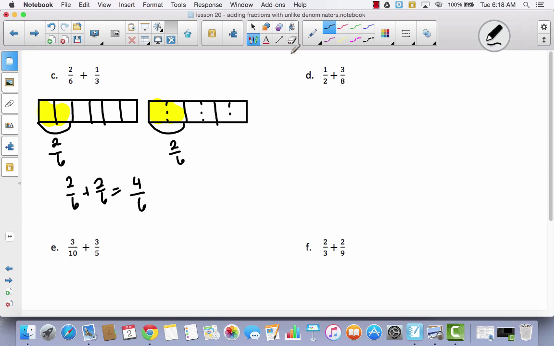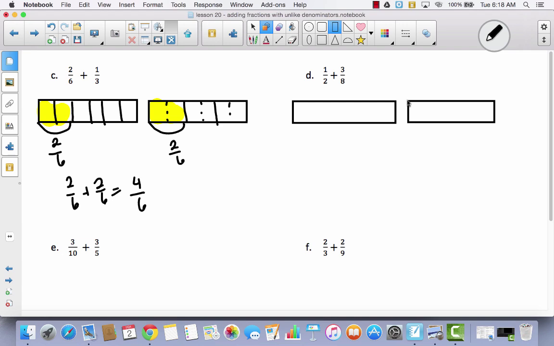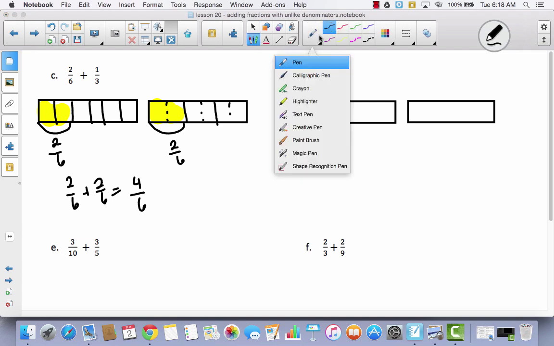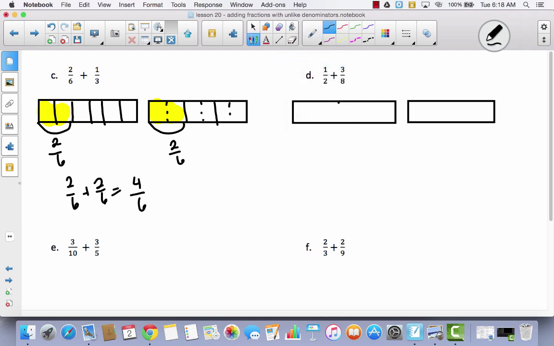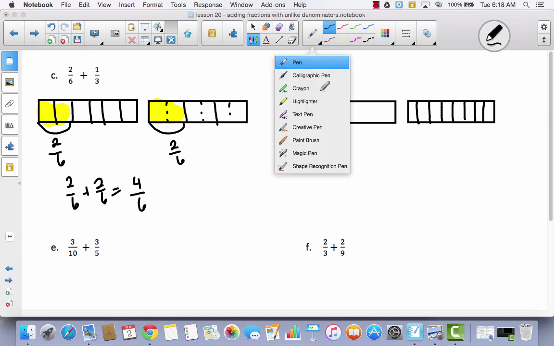All right, so let's take 1/2 plus 3/8. So here is my first tape diagram and my second tape diagram. So let's start with a half here. All right, so I'm going to divide this one in half. I'm going to divide this one into eighths. So here's my halves, and here's my eighths. This time I'm going to go ahead and just divide them up as they are, and then go ahead and decide how I'm going to decompose these.